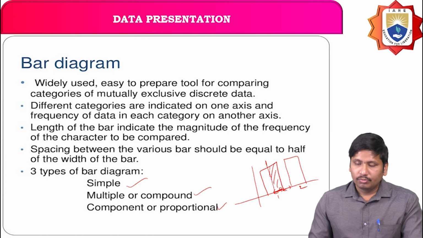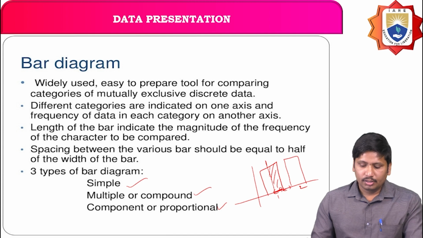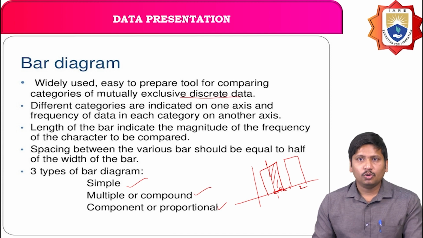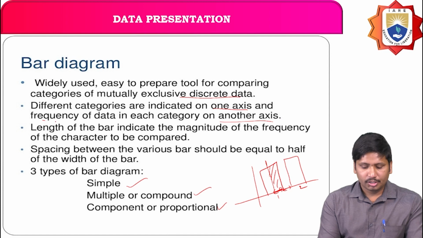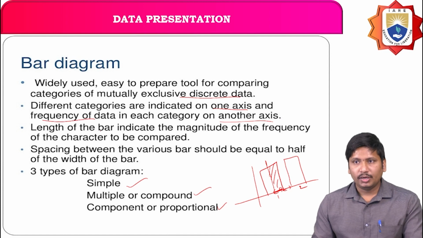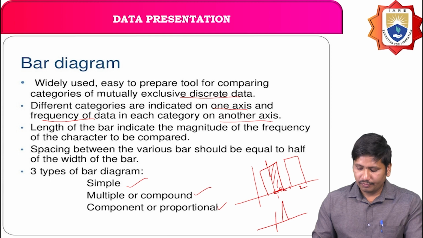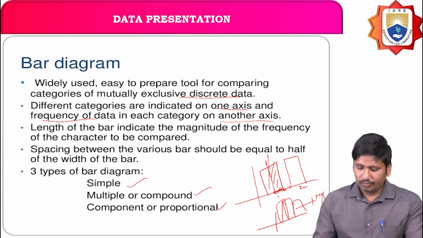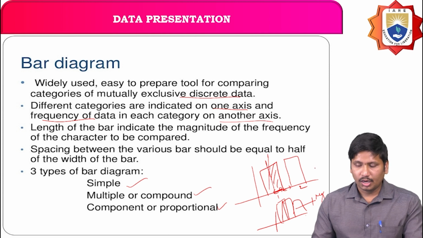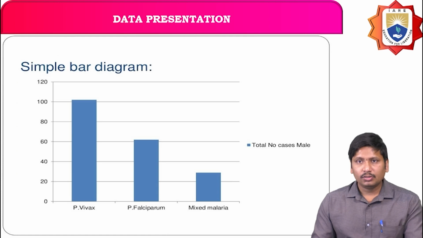So the widely used one should be the very first thing. This bar diagram is used for discrete data, and the categories we have are represented on one axis and the frequency on another axis. In a bar diagram we have different lengths, and each length represents the magnitude of the frequency of the character being compared. The spacing between the various bars should be half of the bar width, which we have to maintain. So this is a simple example.